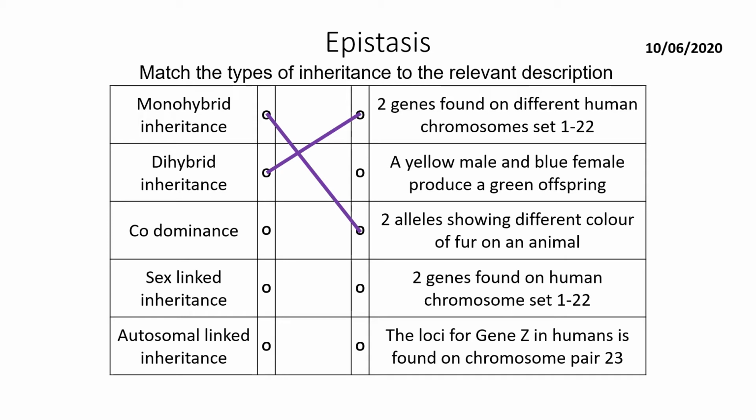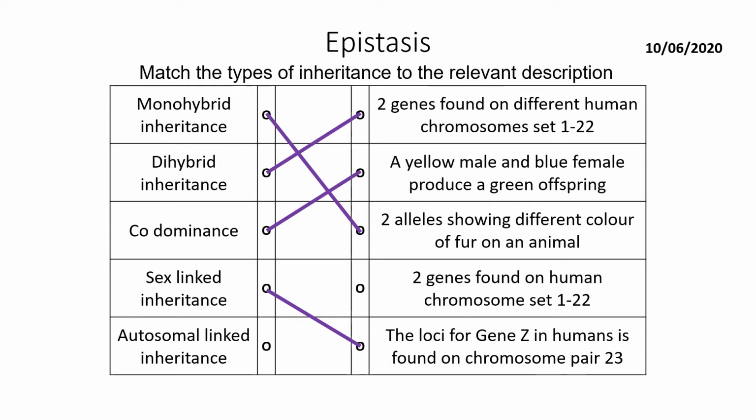In codominance, we have different alleles of genes blending together, so in this case we've got yellow and blue producing green offspring. We've got sex-linked inheritance, which specifically is linked to chromosome pair 23 in humans, but it's the sex chromosomes. Again, it'll be a different number for different organisms. And lastly, we have autosomal linked inheritance, which is any kind of linkage in chromosomes 1 to 22, but the characteristics of genes are on a specific chromosome.